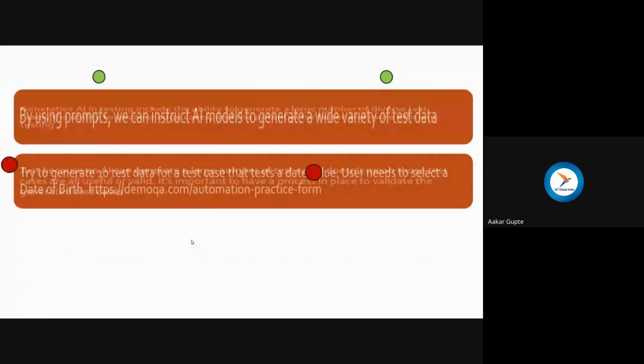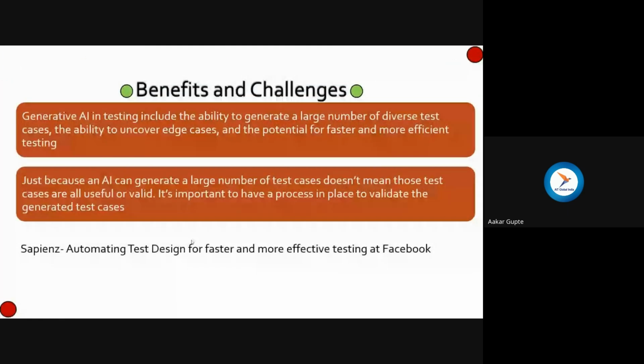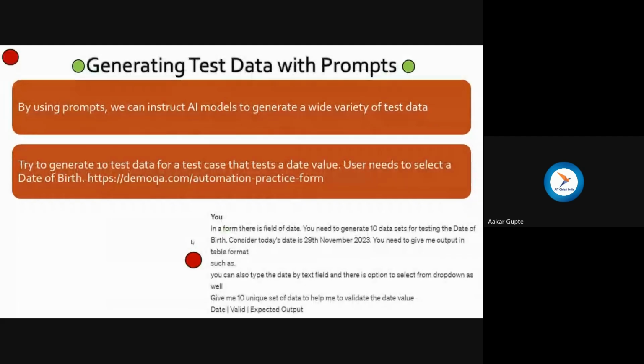Okay. So far, we are all set with this particular thing, right? We know what the benefits, challenges, and all those things are over here. Let's move to the next thing. So as you can see, by using prompts, we can instruct AI models to generate a wide variety of text data. That's what we did for the demo, right?